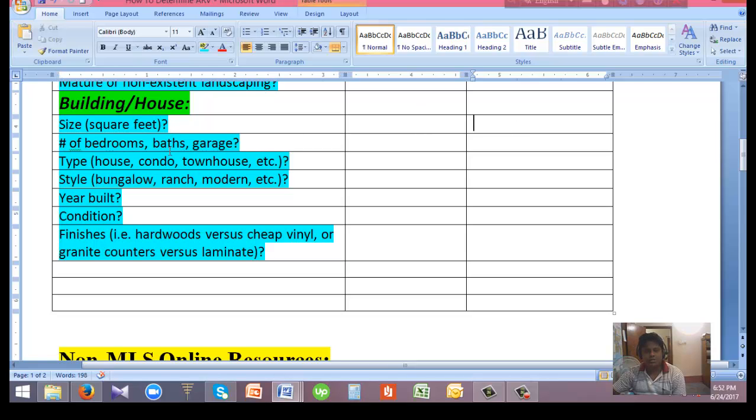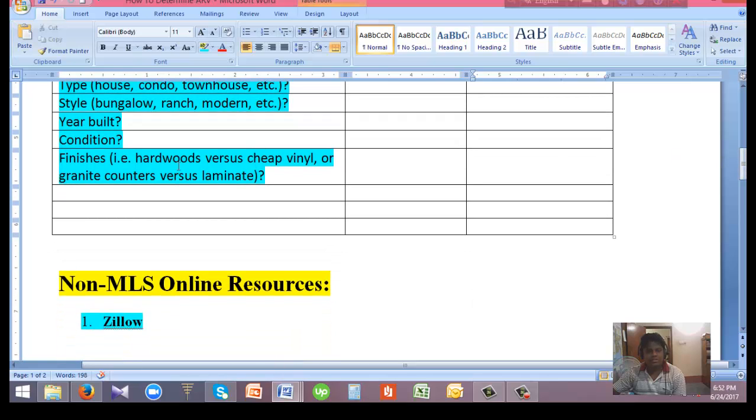Again, the features we will compare for the subject property with our sold or active listed: the size, square footage, bedrooms, baths, property type, house, condo, townhouse, etc. Style, bungalow, ranch, modern, etc. Year built, condition, and finishes, like hardwoods versus cheap vinyl, or granite counters versus laminate.